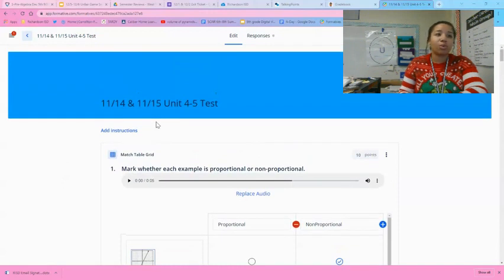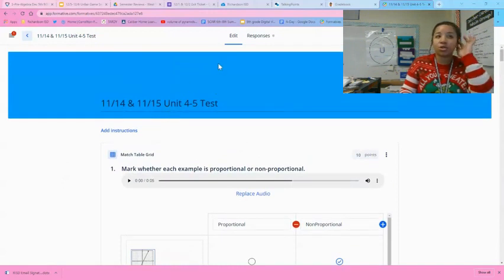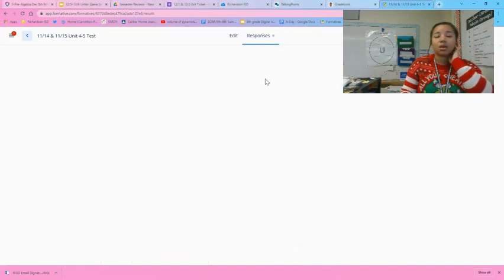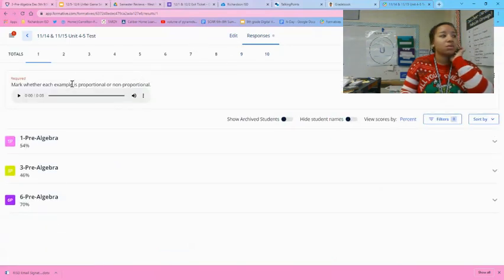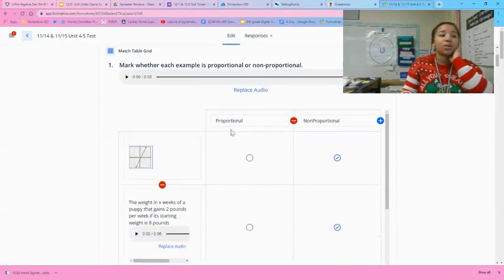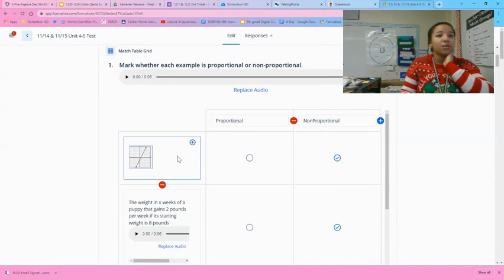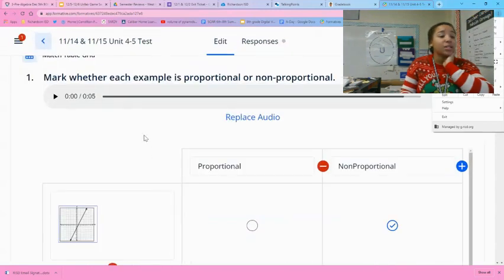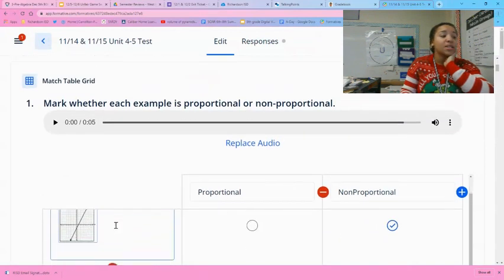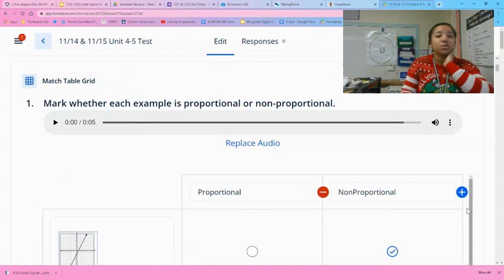So proportional and non-proportional. We need to see what makes this proportional and non-proportional. Let me go through it differently so you can have a different view. It won't let me do it that way, so I guess I'll just have to share this with you. So this one here, if I make it bigger, is not going through the origin. So this one is going to be non-proportional because this graph does not go through the origin.